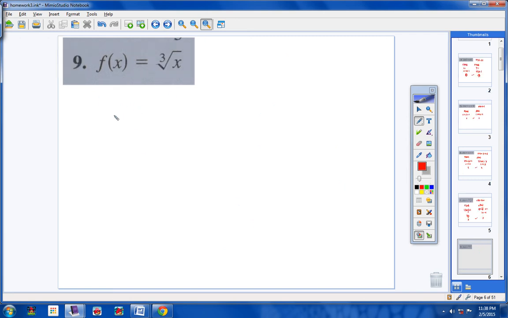Okay. Alright, number 9. Let's go ahead and find the inverse function. Y equals the cubed root of x. Now, everywhere there's a y, we're going to put an x. And everywhere there's an x, we're going to put a y.